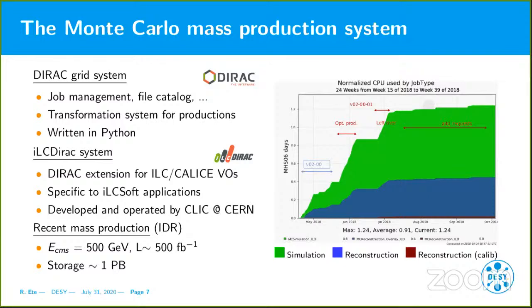Recently we have actually produced a lot of data for the ILD detector, namely at 500 GeV center of mass, with the expected luminosity of 500 femtobarn, and produced almost 1 petabyte of data. So that's quite a lot. On the right, I've just put a plot there for information, basically showing that our simulation takes twice the CPU of our reconstruction.